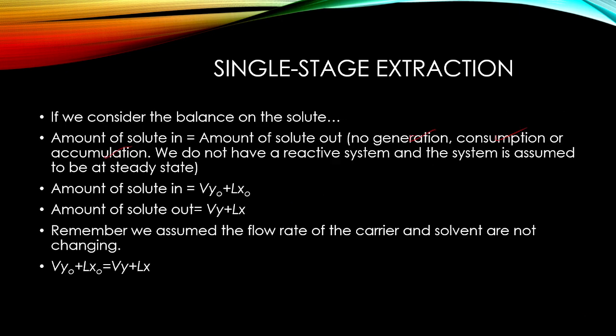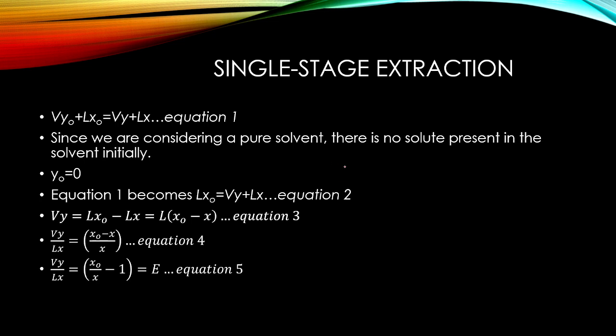Now, we already spoke about the fact that the flow rates of the solvents and carrier are not changing, so I think that is fixed. We have equation 1 now. This is the balance. But we started dealing with a pure solvent, so Y naught is 0, so this can go to 0. So that we have equation 2 instead, right?